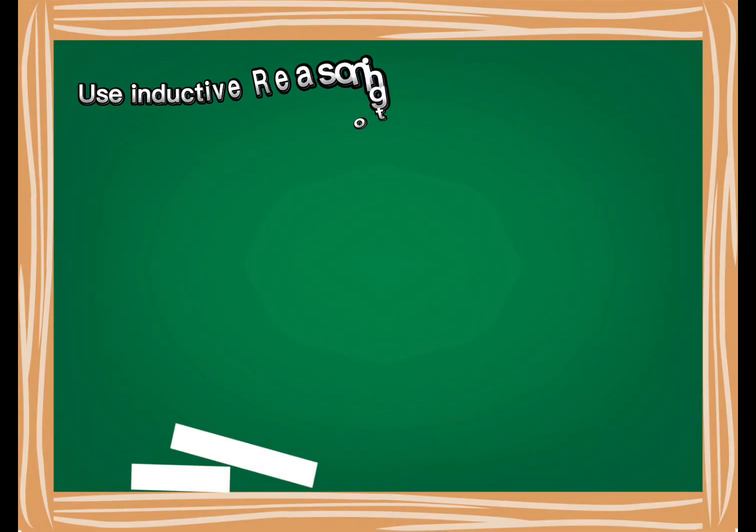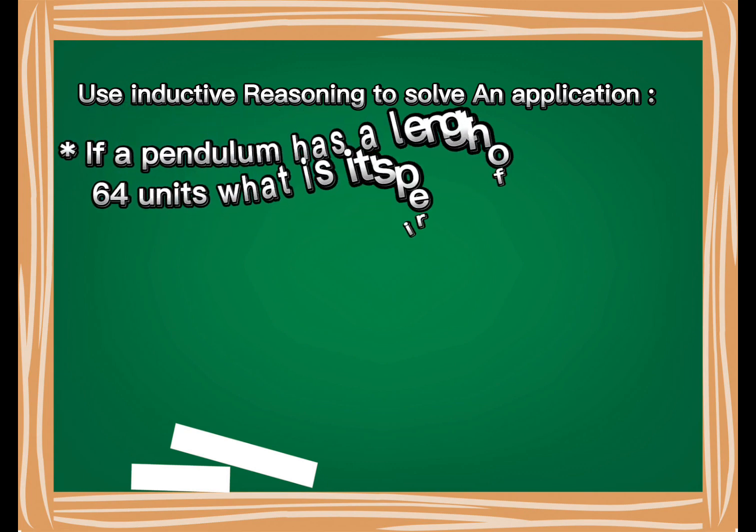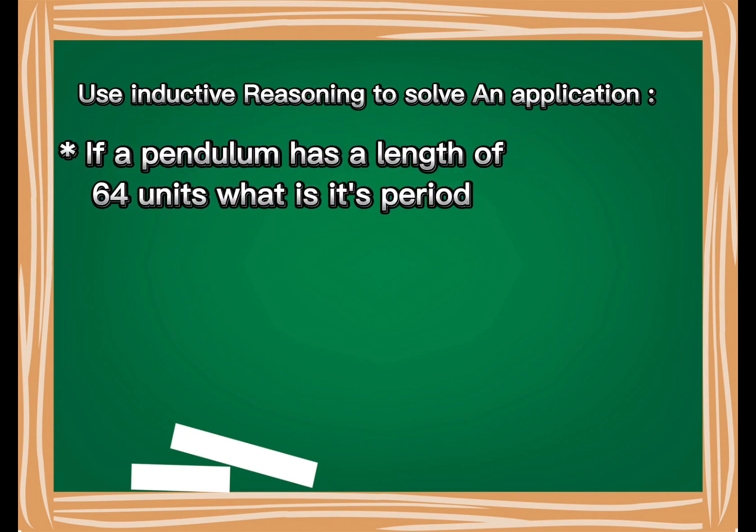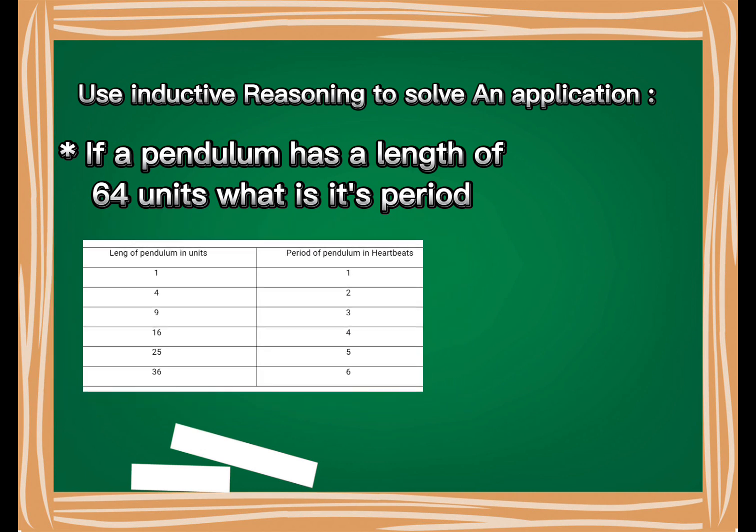By knowing the pendulum, our next step will be using inductive reasoning to solve an application. First question: if a pendulum has a length of 64 units, what is its period? Now let's look at the table in question. We need to know the period for the length of 64.